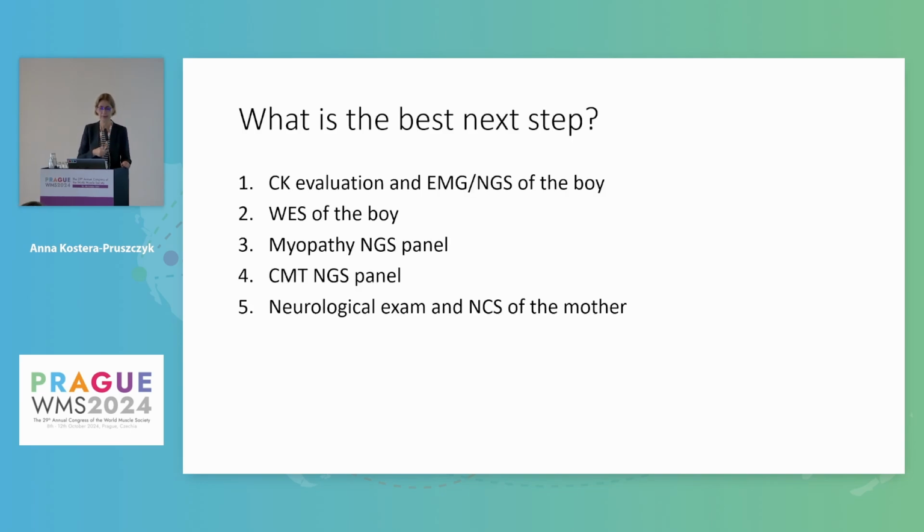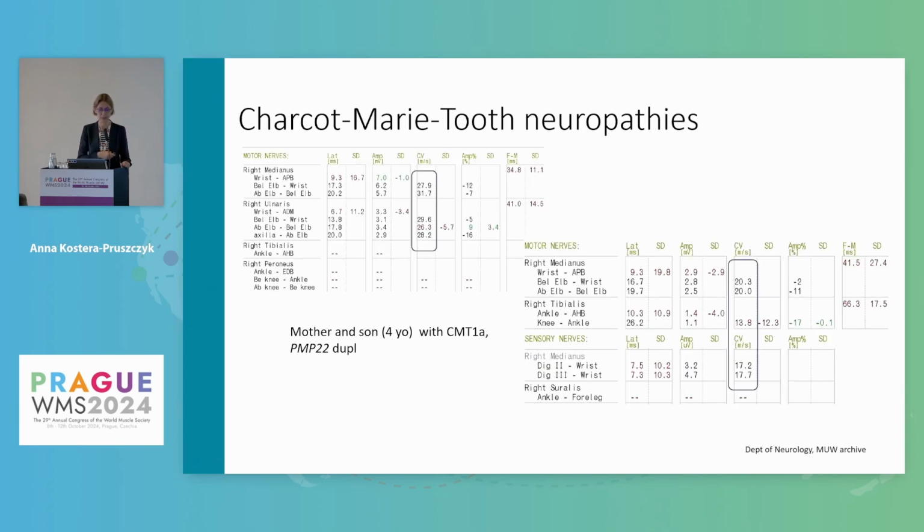But what will be the best next step in your clinical practice? Would we go for the extended examination of the boy? Maybe myopathy NGS panel, CMT NGS panel, or maybe we would rather focus on the mother, and I would really probably do this, and this will definitely save the boy some of the pain, and also will save us quite a lot of time. Of course, this is the boy with CMT 1.